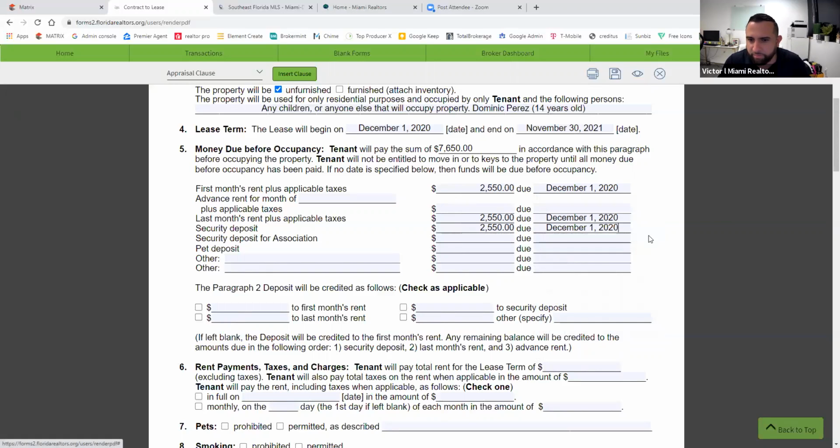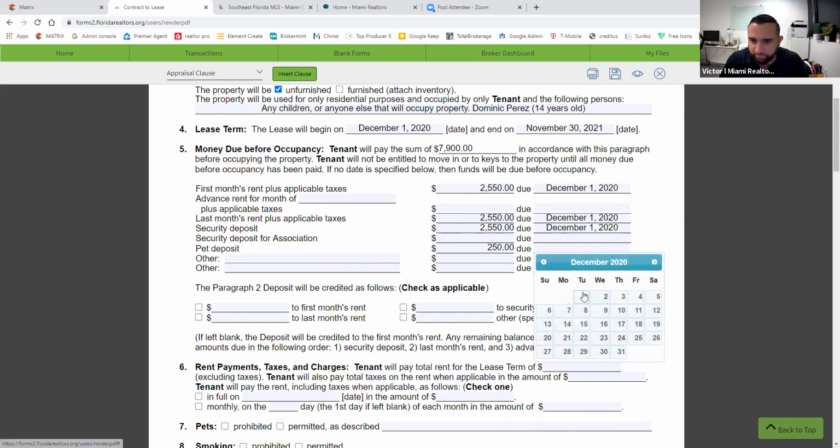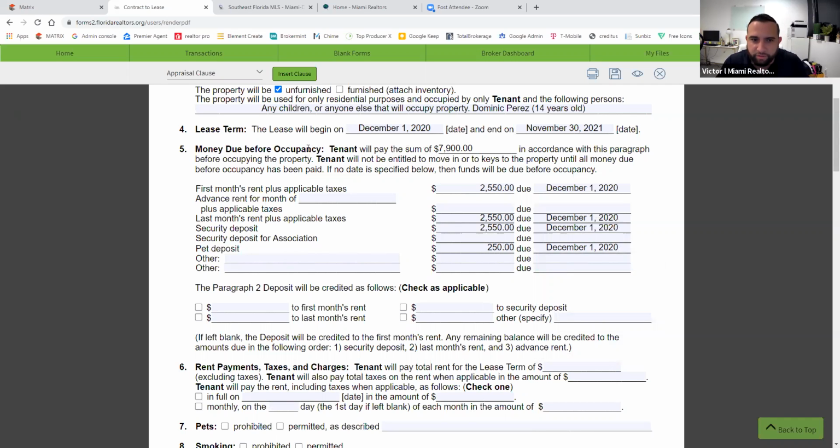In reality, they're going to put 1 month now when we hold that deposit. But as far as the moving goes, as far as getting the keys between the landlord and the tenant, all of this money is due on the 1st. All right. Pet deposit, let's just assume there's a pet deposit here and it's $250. That would also be due on December 1st. Now notice up here at the beginning of the paragraph, it auto-populated 7,900. It added these numbers automatically.